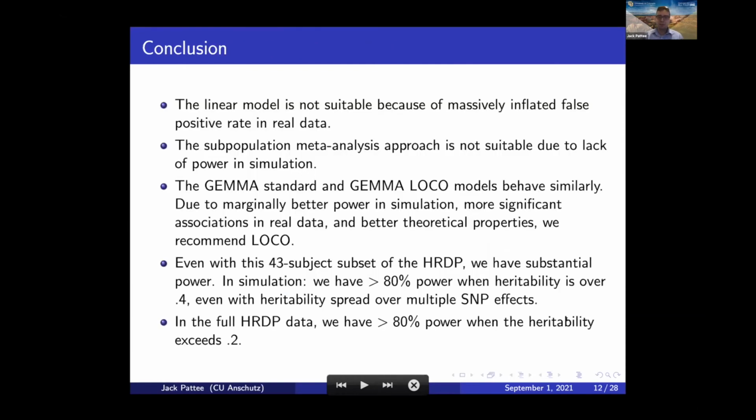So basically the takeaway is: inflated type 1 error for the linear model rules it out, and worse power for the meta-analysis approach rules it out. Gemma standard and Gemma LOCO are similar enough, but we think LOCO has pretty robustly better power, both suggested in real data and in simulation, and no real evidence of type 1 error inflation means Gemma LOCO is best. And we also hope to inform power calculations for future studies with these simulation studies.